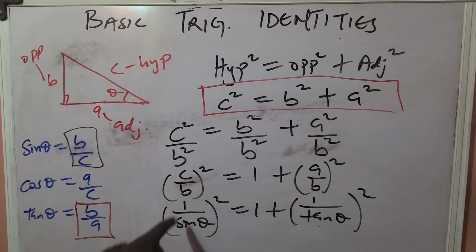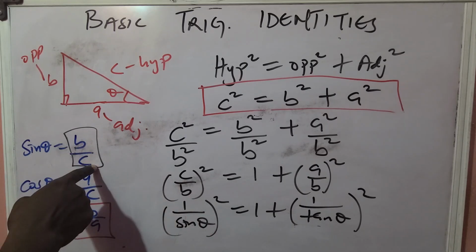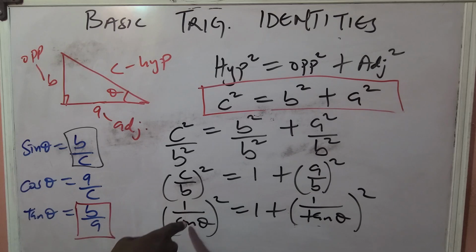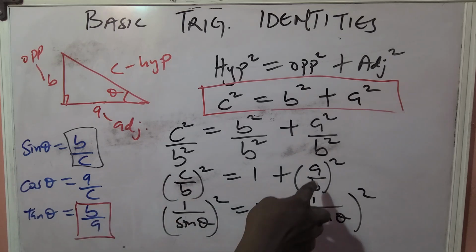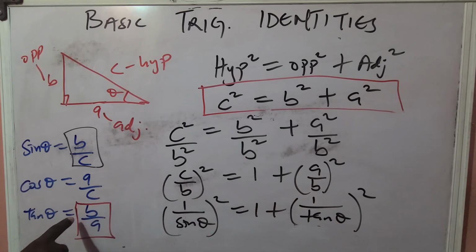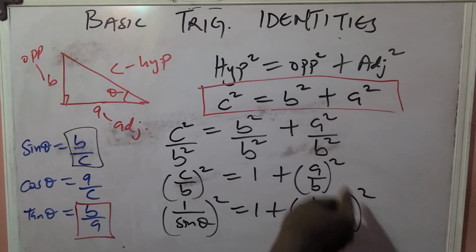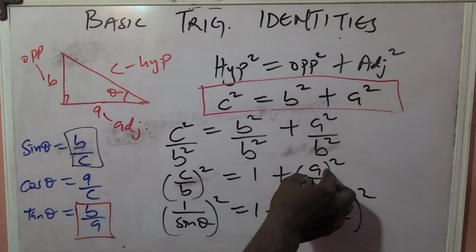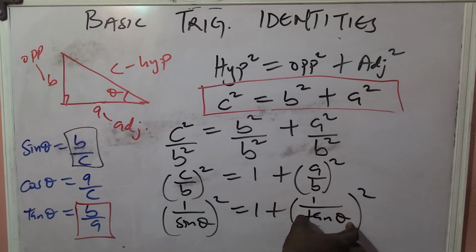This is C over B. It's now 1 over sine theta, because sine theta was B over C. Obviously, the reciprocal of B over C will be C over B. This is A over B. Tan theta was B over A. The reciprocal of B over A will obviously be A over B. So I can rewrite A over B as 1 over tan theta.